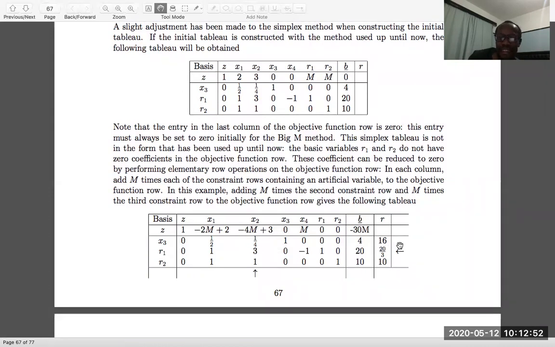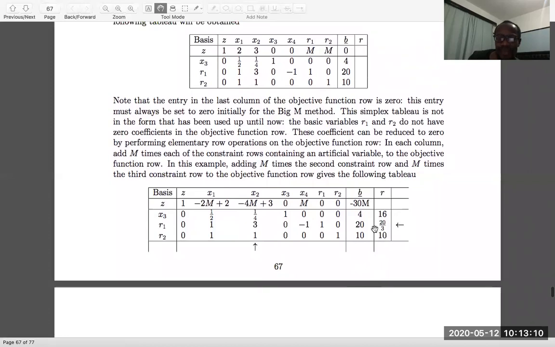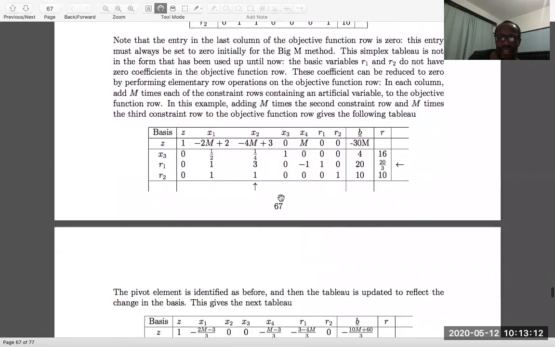And then you look for the ratio. As usual, it's 4 divided by that, and then 3 divided by that, and this divided by that. So 4 divided by this, you should get that and this, right? And you should see that the smallest ratio is that, which means you're going to make sure that this becomes 1 and everything else becomes 0.